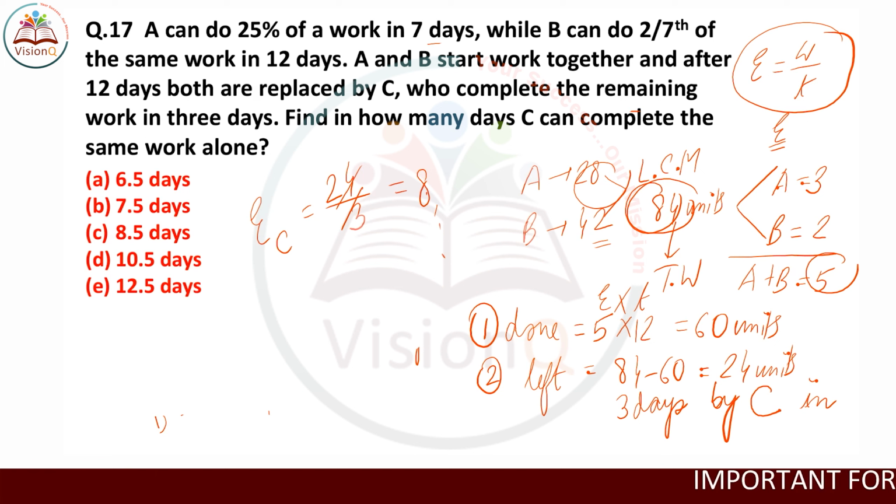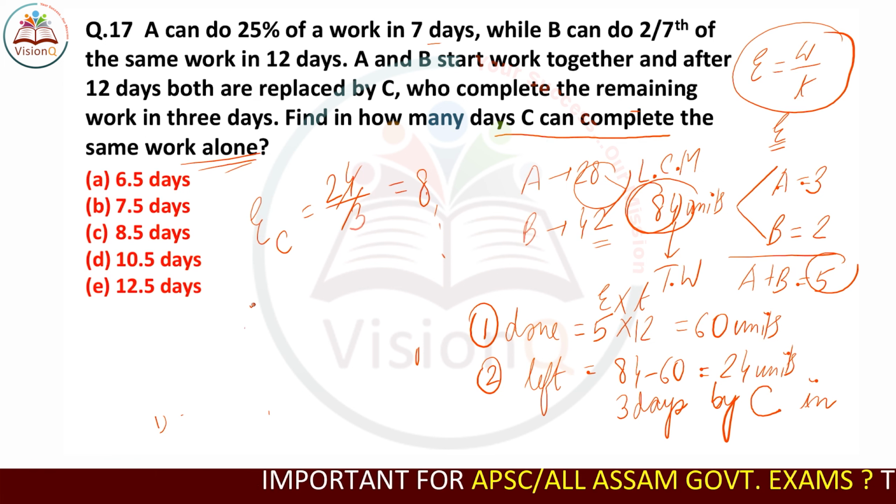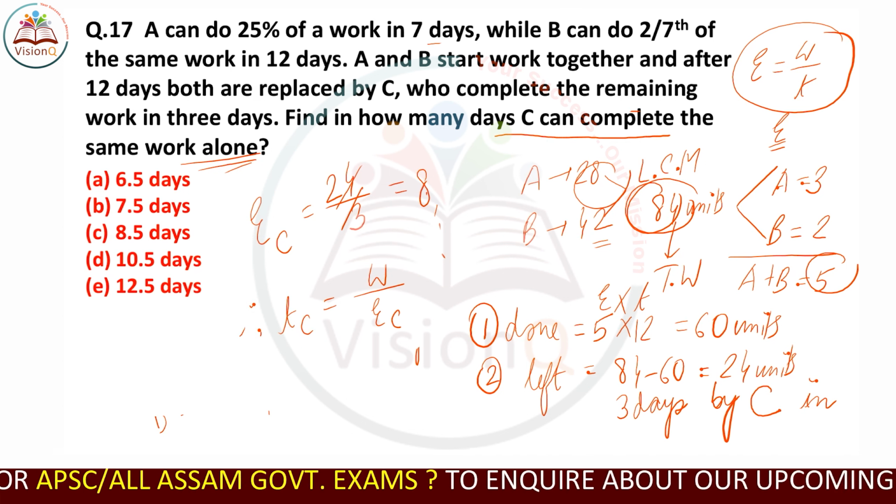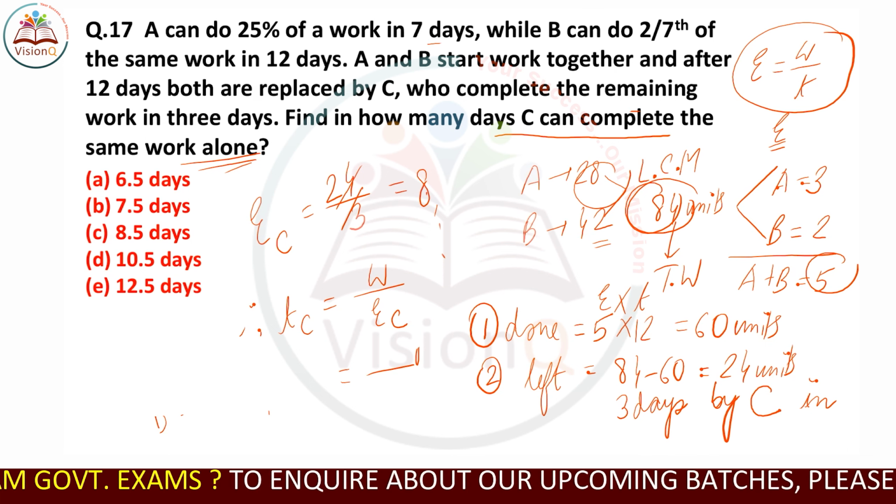It is asked to find in how many days C can complete the same work alone. So the time taken by C. Now to find time, the formula becomes work by the efficiency of C. Now the total work to be done by C is 84.